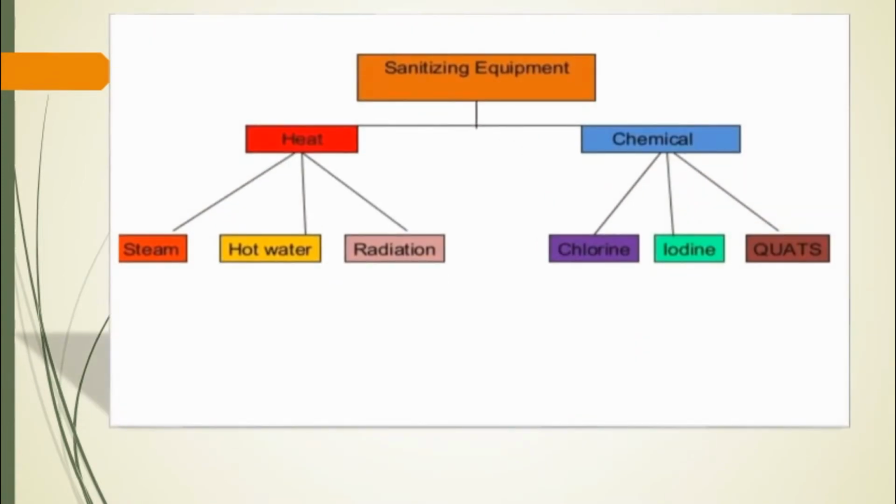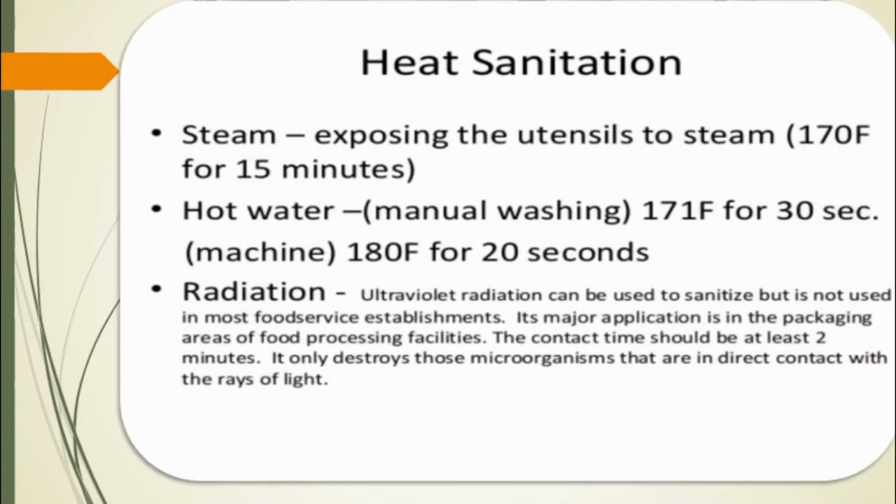Sanitizing equipment: heat and chemical. Heat is composed of steam, hot water, and radiation, while chemical is composed of chlorine, iodine, and quats. Heat sanitation, steam: exposing the utensils to steam at 170 Fahrenheit for 15 minutes. Hot water: manual washing, 171 Fahrenheit for 30 seconds; machine, 180 Fahrenheit for 20 seconds.